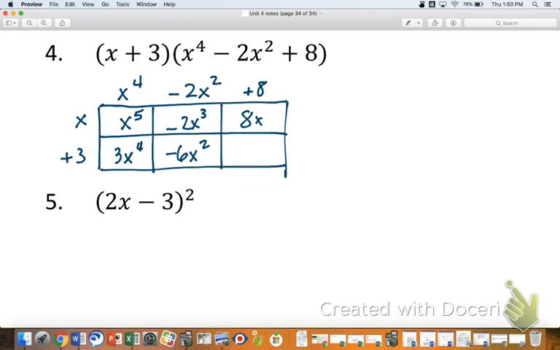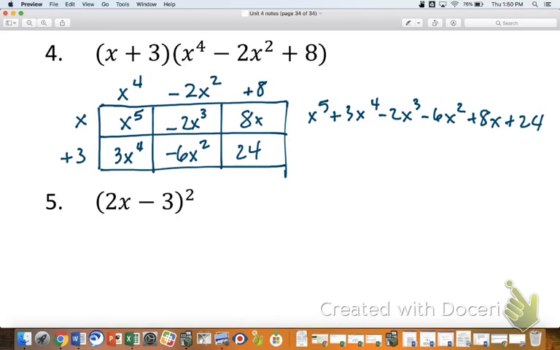Yay, good job. Okay, so 24. And then it does not appear that any of the terms in those boxes are like terms. So there's no combining we could do there. But I could write the answer off to the side here, which I need to do. It'd be x to the fifth plus 3x to the fourth minus 2x cubed minus 6x squared plus 8x plus 24. So kind of a longer expression there to write out, but it is what it is, right?